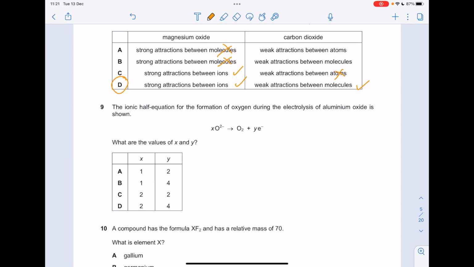The ionic equation for the formation of oxygen during the electrolysis of aluminium oxide is shown. What are the values of X and Y? So let's sort this out ourselves. Start by balancing the number of oxygens you have. So you need a big 2 here. And then how many electrons do you need to add on the right-hand side? Well, 2 times 2 is 4. So the answer here is 2 and 4, D.